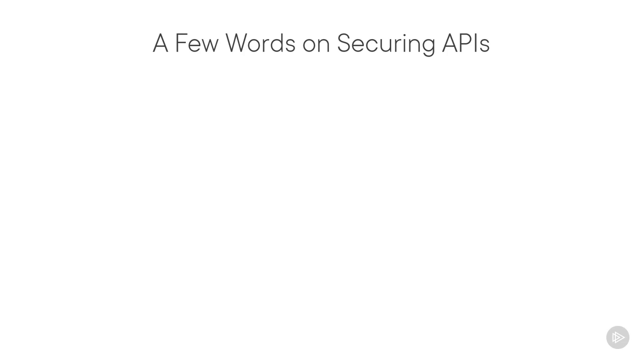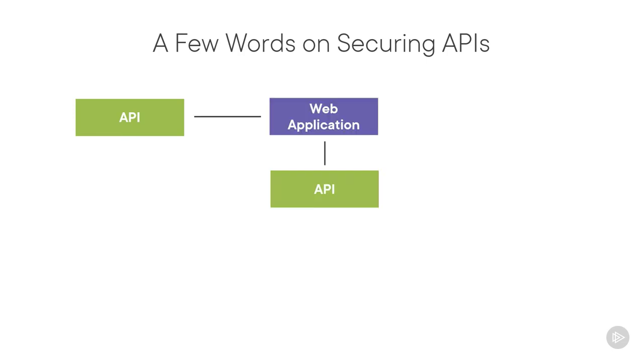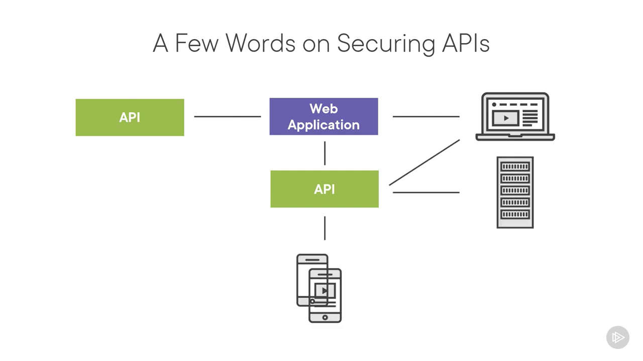There are different ways to secure APIs, both at infrastructure level and at application level. Often different methods are combined. We're focusing on application level methods in this course.